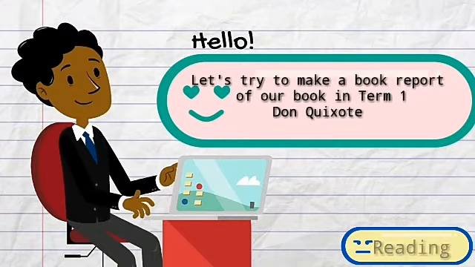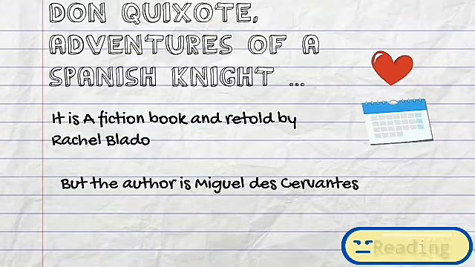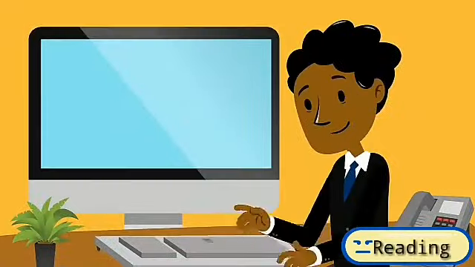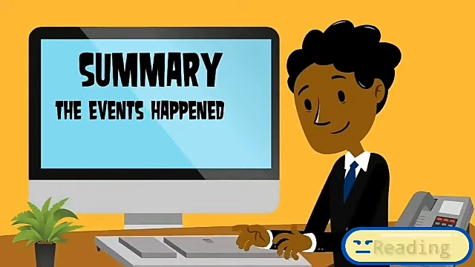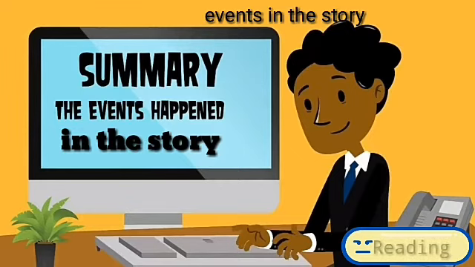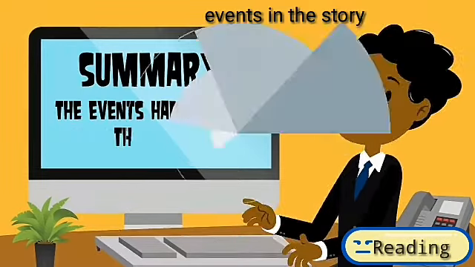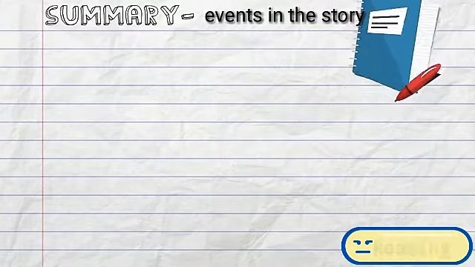Okay, let's start. Well, Don Quixote, The Adventures of a Spanish Knight is a fiction book retold by Richard Blandon. Well, the real author is Miguel de Cervantes. Okay, let's move on to the summary. Well, what is a summary, everybody? So, summary is the events that happen in the story. I'm sure you still remember. So, these are the events that happened in the story.